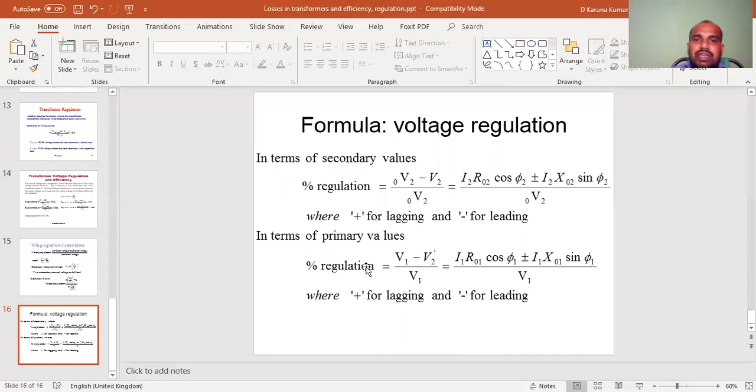In the primary, regulation is (V1 minus V2) by V1, that is, (I1 R01 cos phi 1 plus or minus I1 X01 sin phi 1) by V1. This plus or minus indicates lagging power factor and leading power factor. Okay, this is the voltage regulation. Okay, thank you.